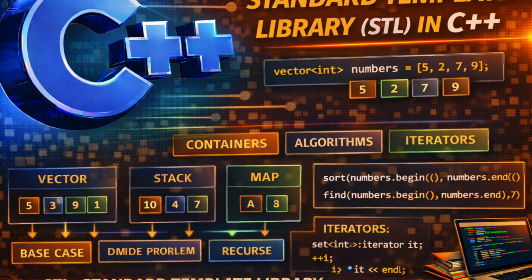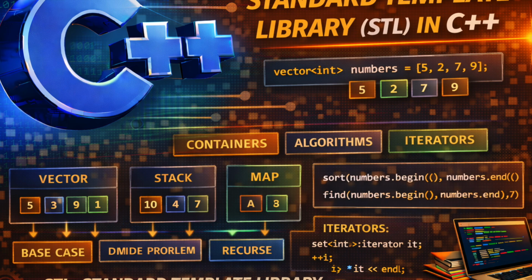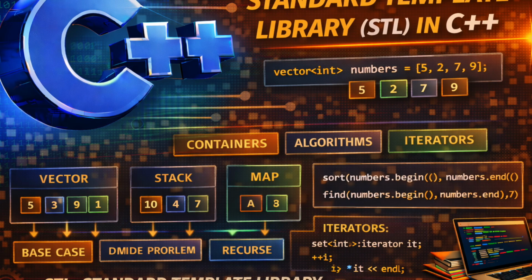Which brings us to its less flexible cousin, the std.array. Why would you ever pick a fixed size array? Control and performance. The array's size is fixed at compile time, so it's often allocated right on the stack. No dynamic memory allocation, no overhead for resizing. For small, critical data sets where you know the size and you need every last drop of speed, the array is king.